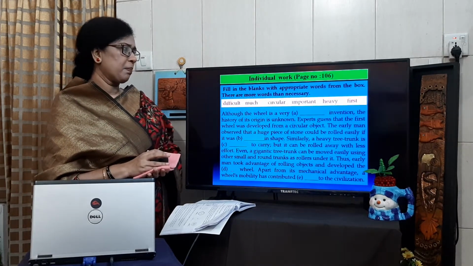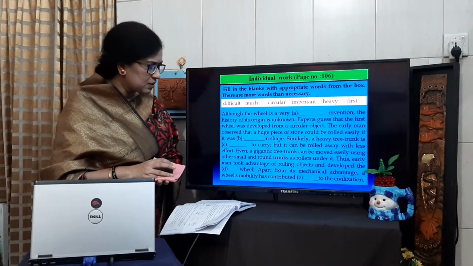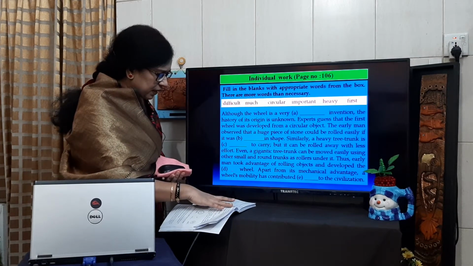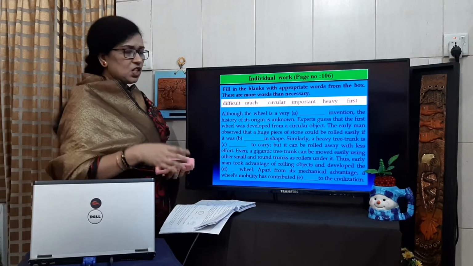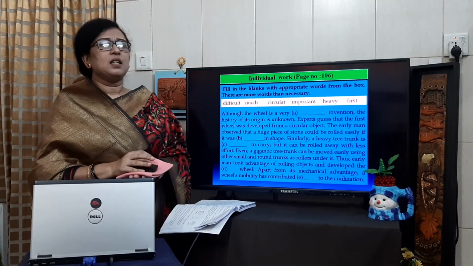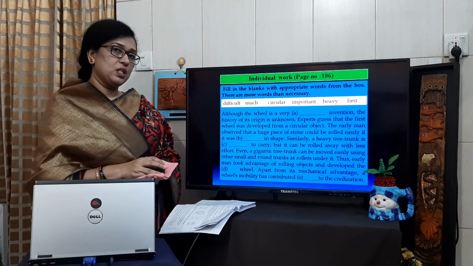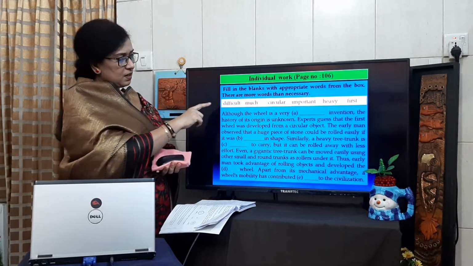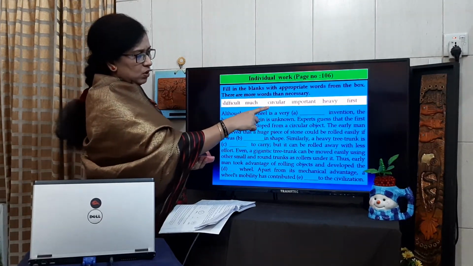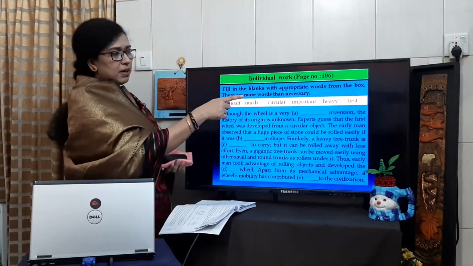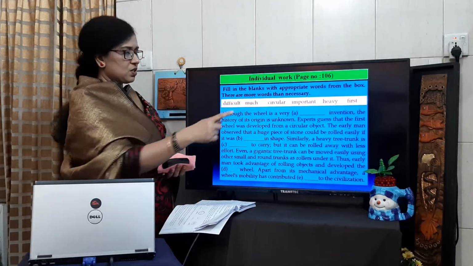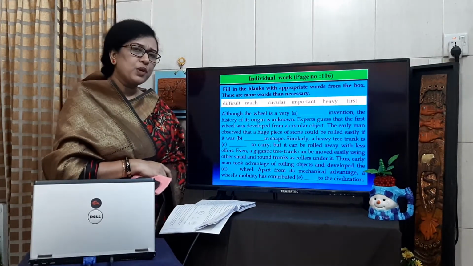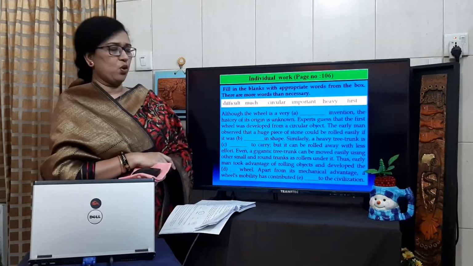Next number, there are individual words. Now look at page number 106. There is a gap fill and there is a text. You have to fill the blanks by using these words, and look at the words in pink color. The first one is difficult, second one much, next circular, next important, next happy, and the last first. That means you have to fill the blanks with appropriate words from the box.